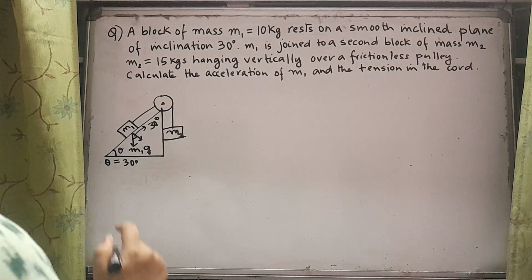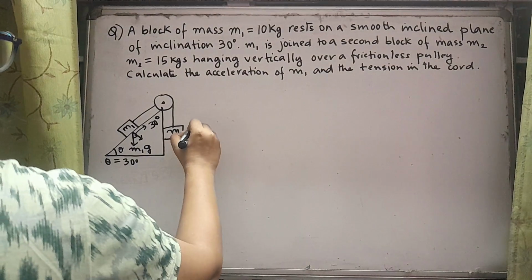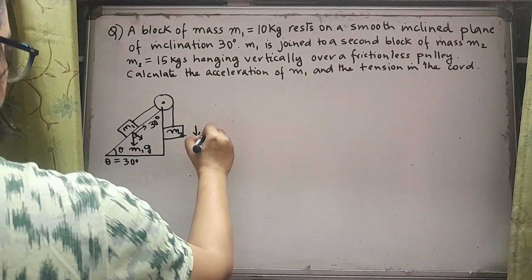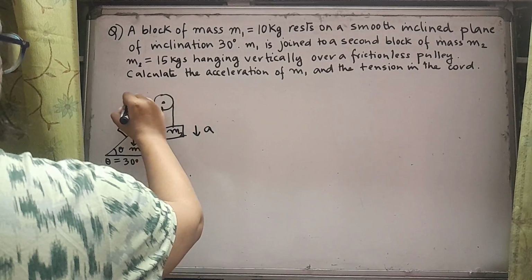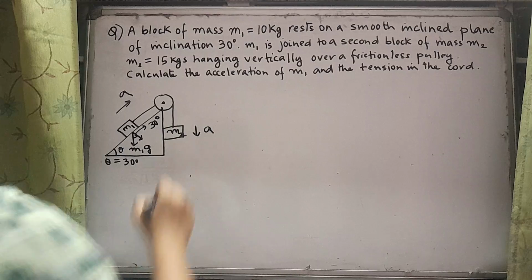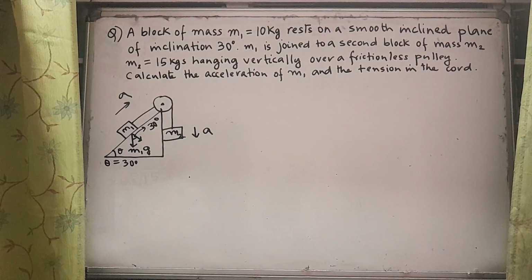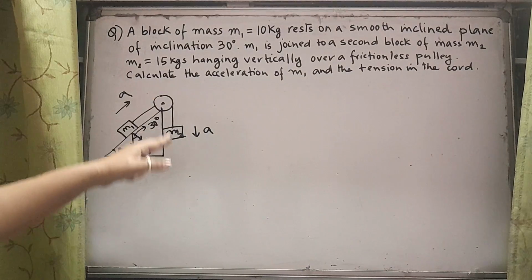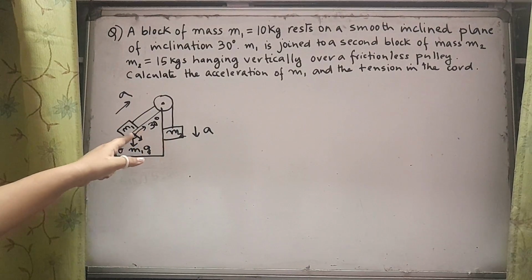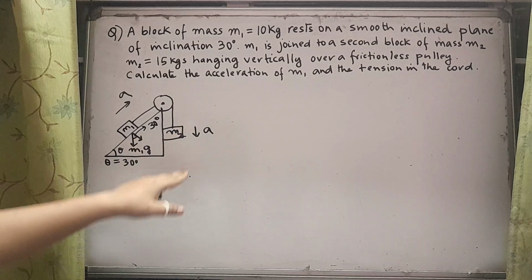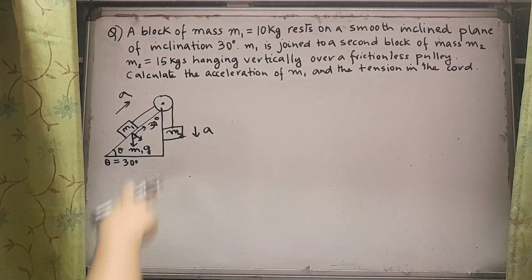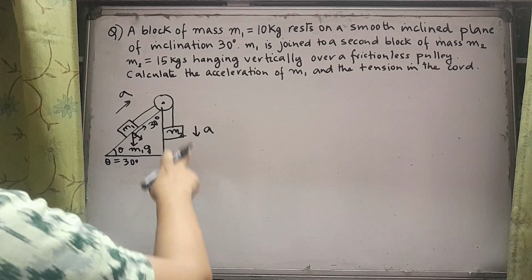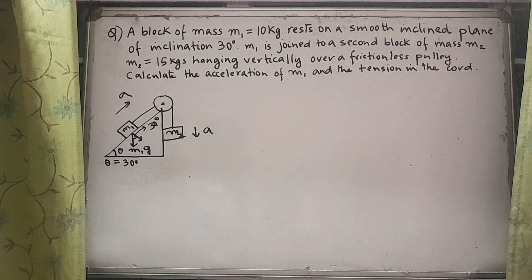So the block will be having an acceleration a. Both the blocks are moving together because they are connected with a cord, and if the cord has different acceleration at different positions, then the cord will not remain straight. So for the cord to remain straight and connected, both masses should have the same acceleration, and since m2 is greater than m1, we can say the acceleration is downward.